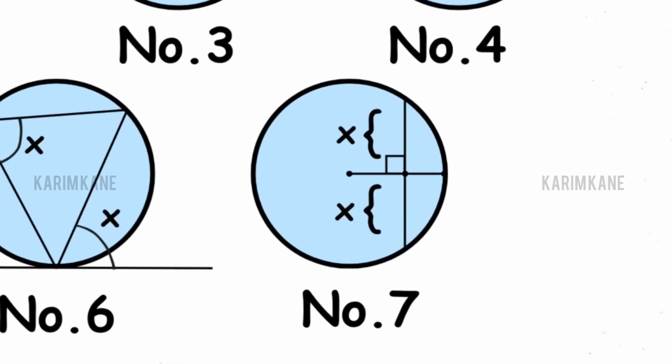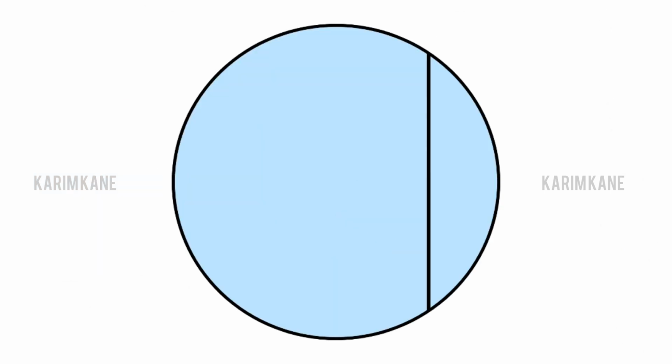The seventh and final circle theorem is the chord of a circle. The perpendicular from the center of a circle to a chord bisects the chord. This means it splits it into two equal parts.